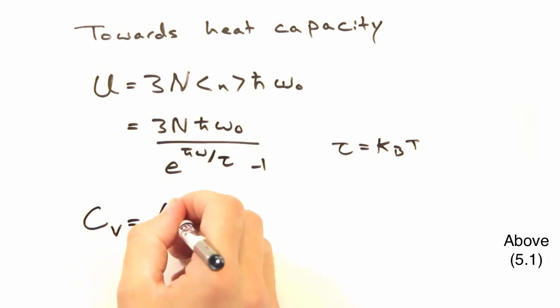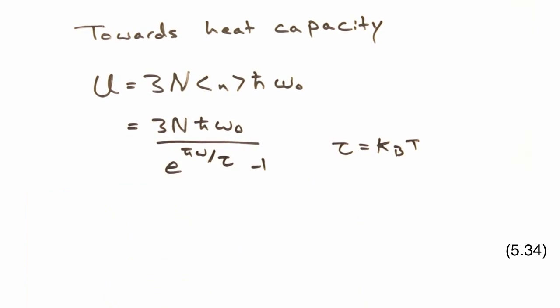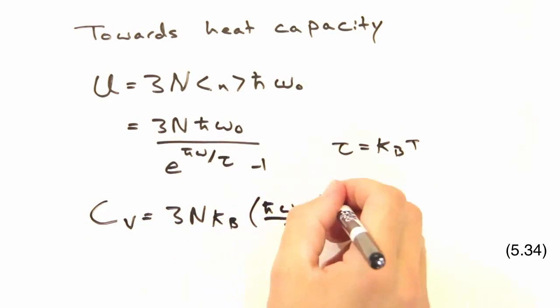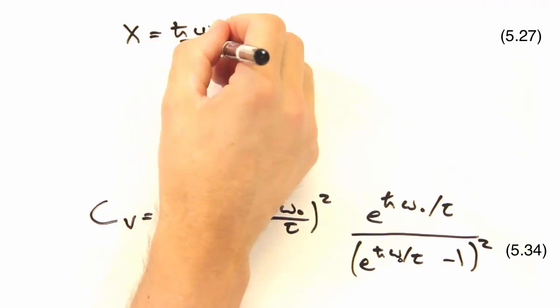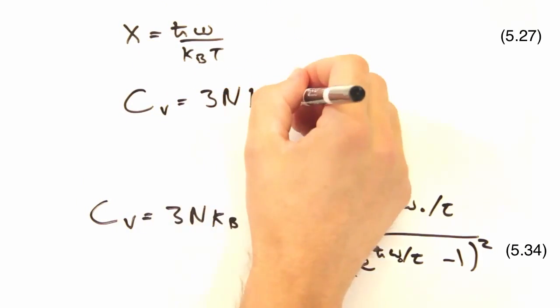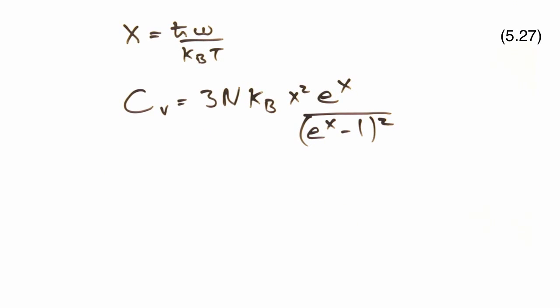All we have to do is take the derivative of U with respect to temperature, and we end up getting something of the following form. To make it look a little nicer, let's define this variable x that is inversely related to T and rewrite our heat capacity as so. Before we plot this mess of a function, it'd be a good idea to talk about the high and low T limits and see what we can learn from them. Why don't you start with the high temperature limit?